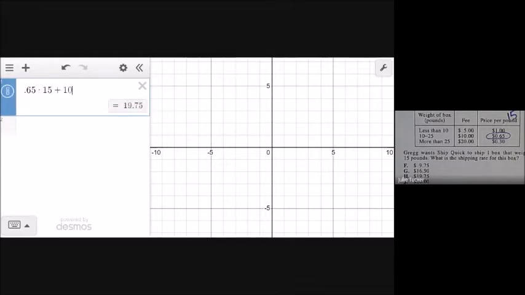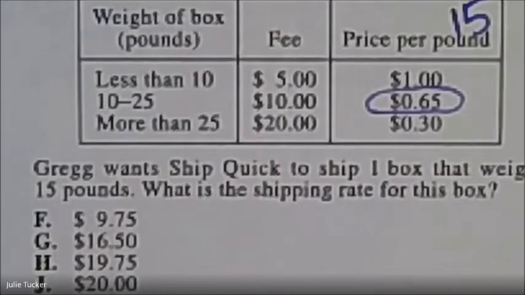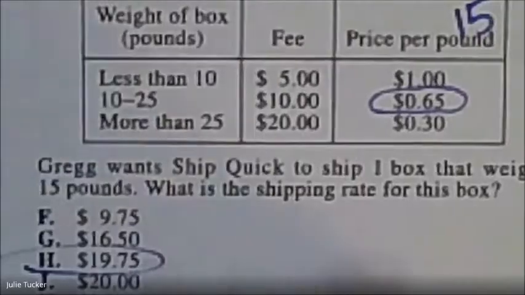So it's okay. All right, so you see I did 0.65 times 15, and then I did plus 10, and it gave me 19.75, okay? Yeah. Okay. So that's, yeah, that's H, right?